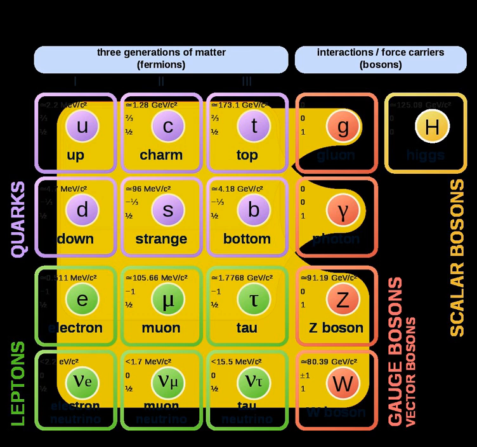W minus boson, T_3 equals minus 1, is emitted in transitions from T_3 equals minus 1/2 to T_3 equals plus 1/2.